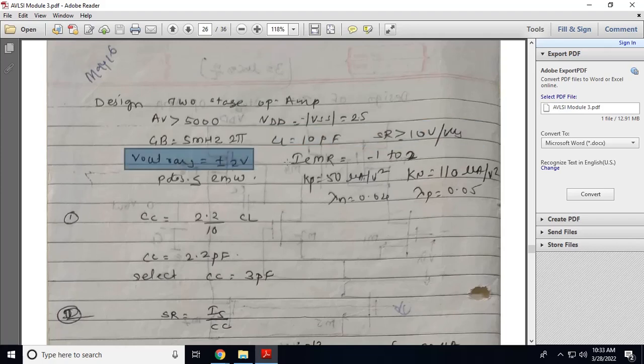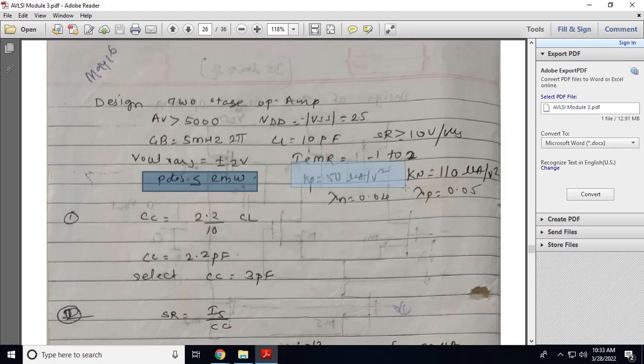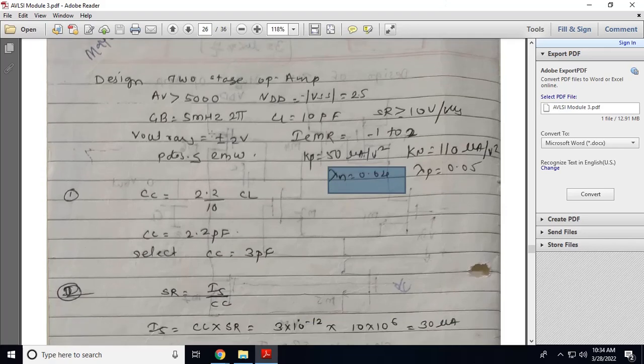Output is plus minus 2 volt. Input common mode range: the minimum is -1 and Vin max is 2. Power dissipation is 2 milliwatt. Kp is 50 microampere per volt squared. Kn is 110 microampere per volt squared. Lambda n is 0.04 and lambda p is 0.05. So the first step is the selection of Cc. The equation is Cc is equal to 2.2 divided by 10 times CL.